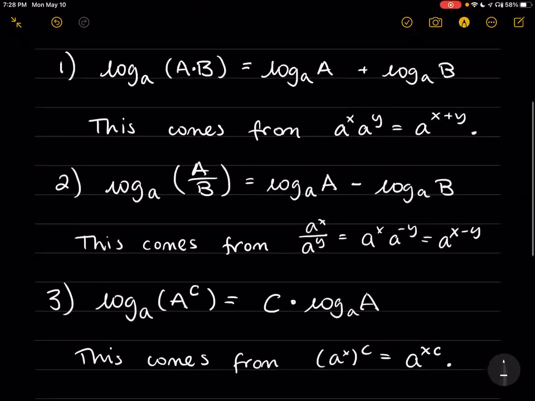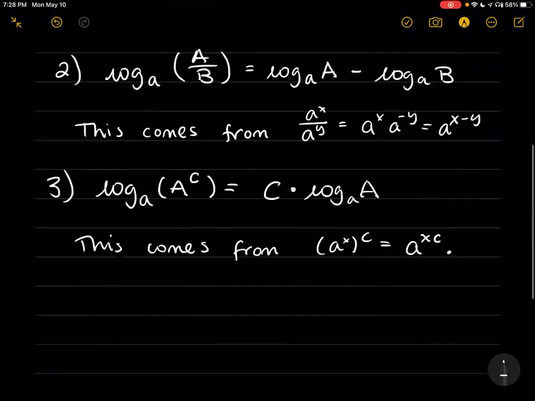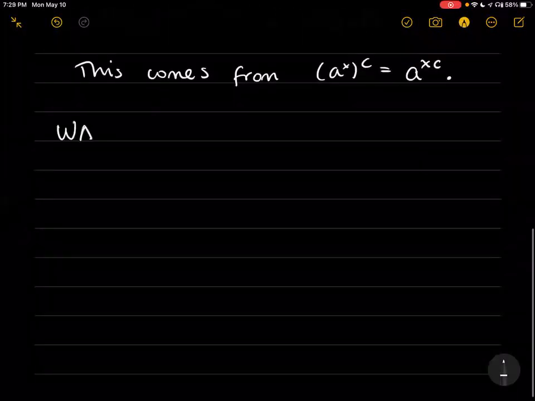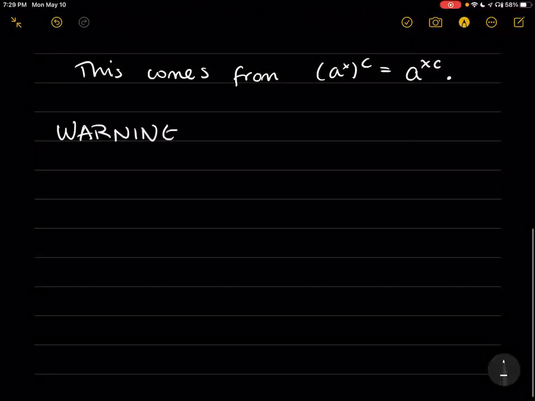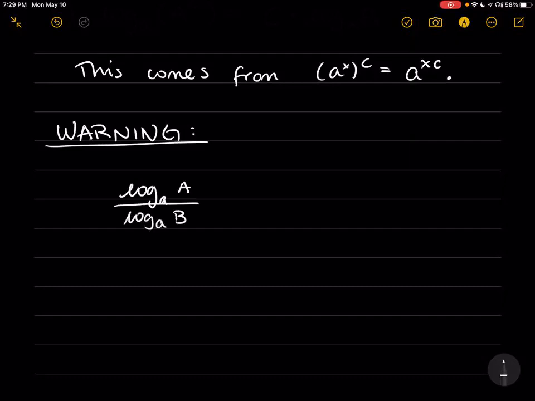Okay, so these are the 3 laws of logarithms. They're all very useful and very important. So here's a warning. These are very common mistakes. Please don't make them. If you have log base a of a over log base a of b, this is not log base a of a over b. You can't just move the log out. This is not true. Do not do this.